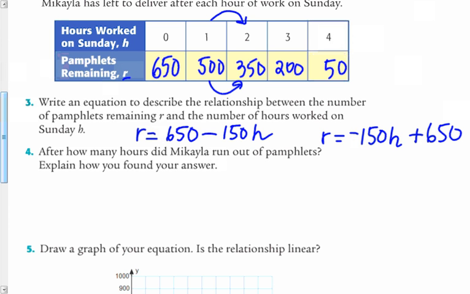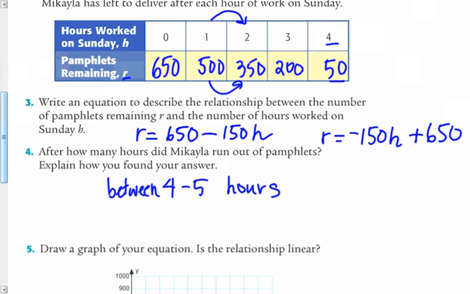Then part number 4 says, after how many hours did she run out of pamphlets? Notice that at hour 4 she's at 50, and if we subtract 150 one more time, she's going to be running out of pamphlets. So somewhere between 4 and 5 hours. At 4 hours, she still has 50 left to deliver, but at 5 hours she would be in the negative. So somewhere between 4 and 5 hours.